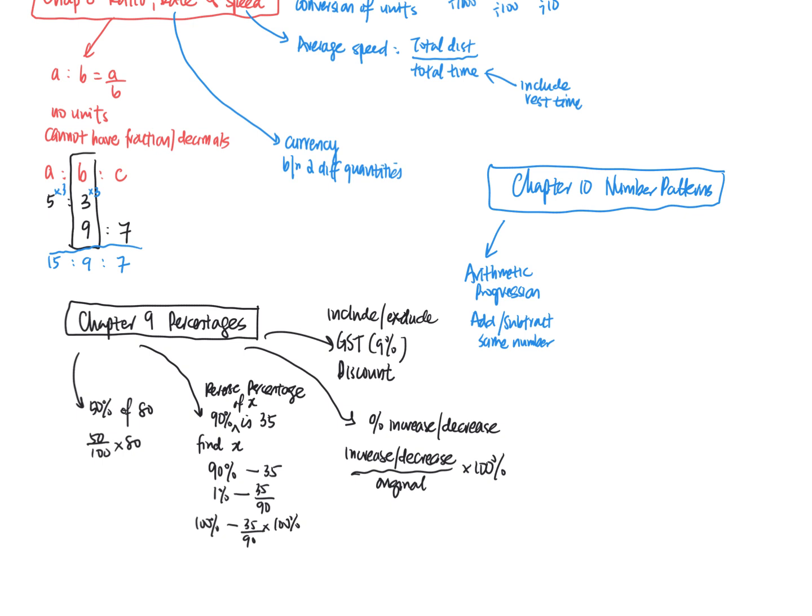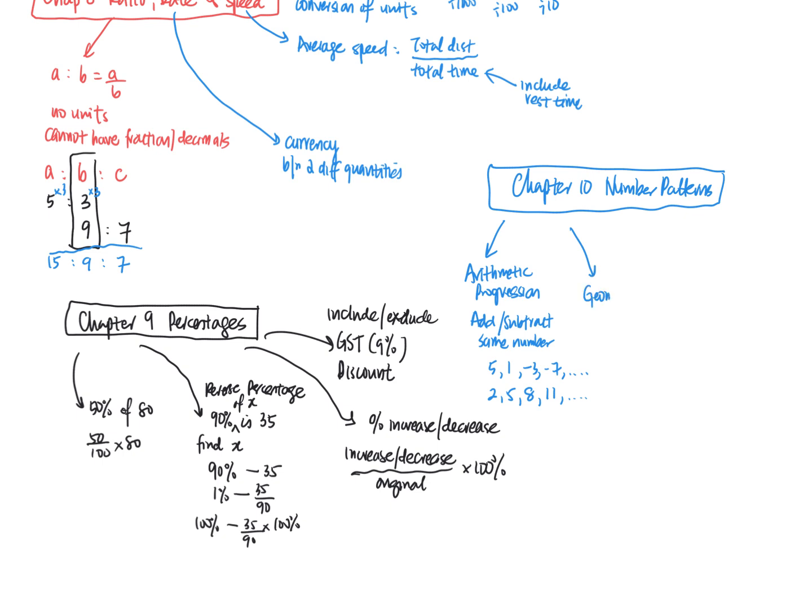So it is always same addition. So like 5 become 1, become -3, -7, and so on. So between the terms is always subtract 4. Or it could be 2, 5, 8, 11, and so on. Between the terms is always add 3. So this kind is called arithmetic progression.